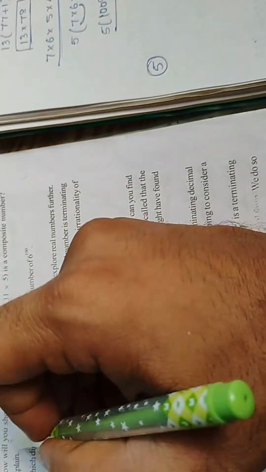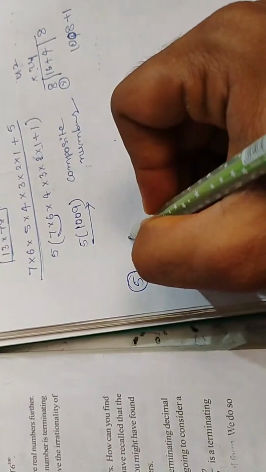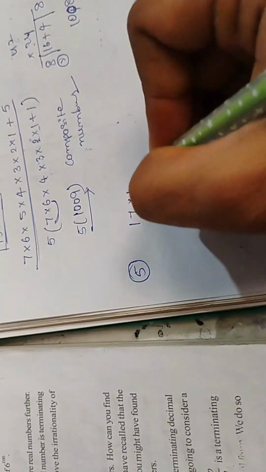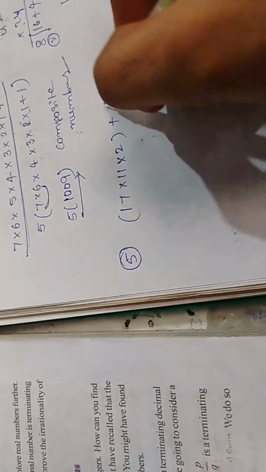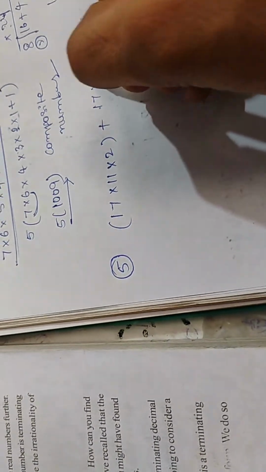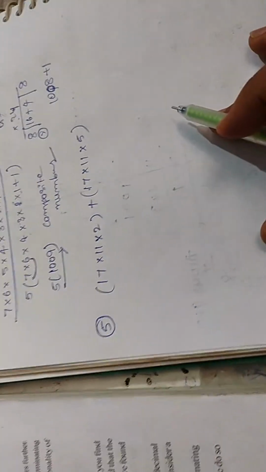Fifth one, look at what is given. Fifth one. How will you show that 7 into 11 into 2 plus 7 into 11 into 5 is composite number. If you look at here, 7 into 11 into 2, between it is a plus symbol, 7 into 11 into 5. You have to show it is a composite number.